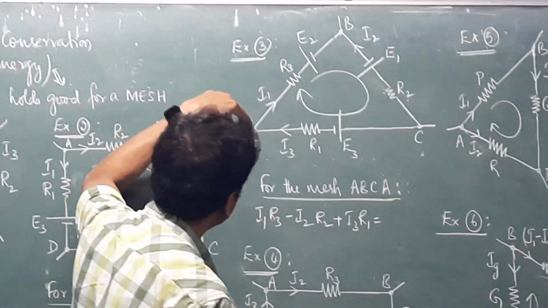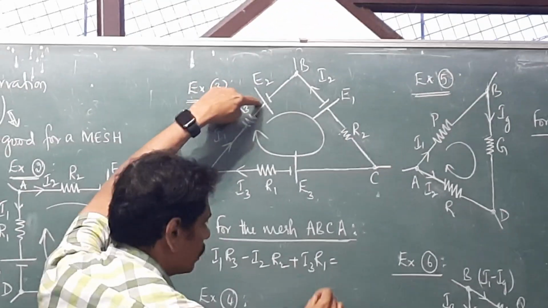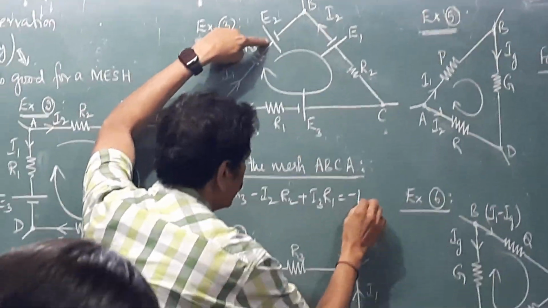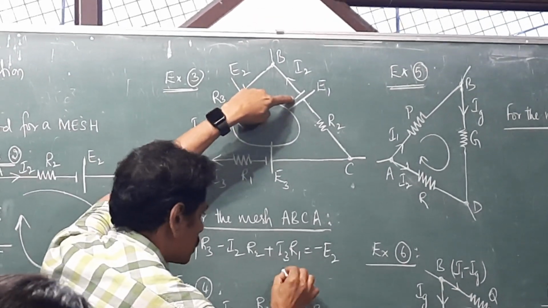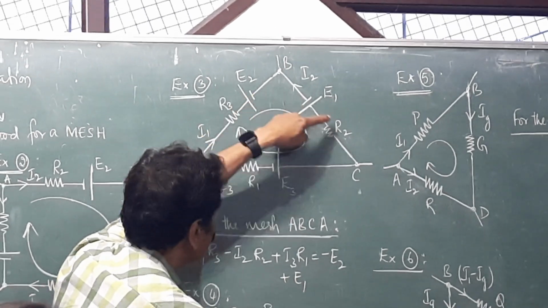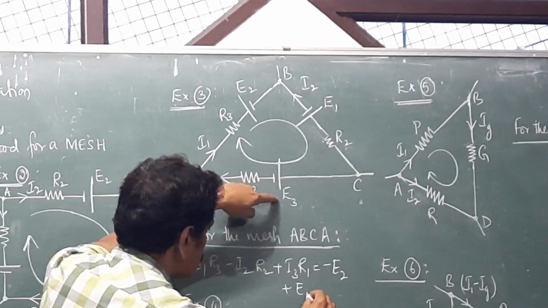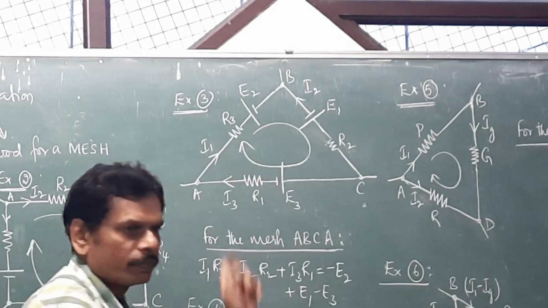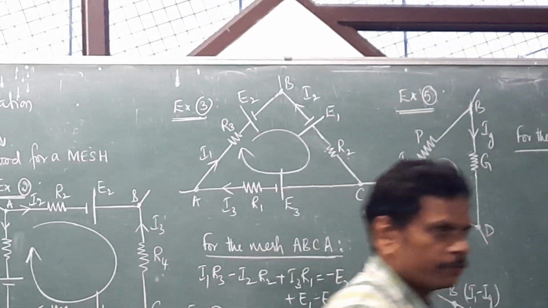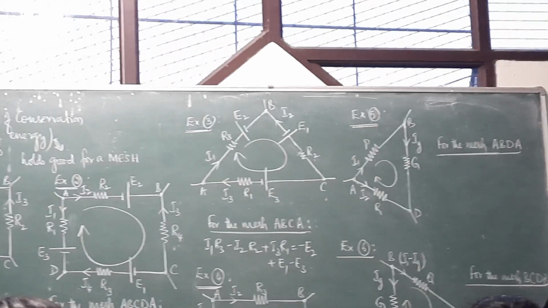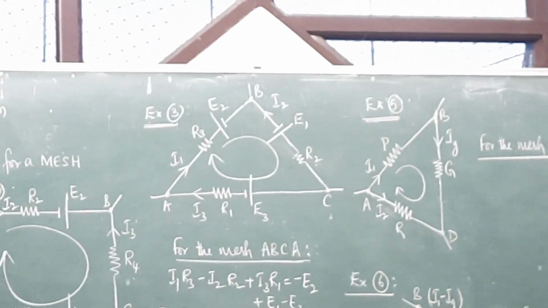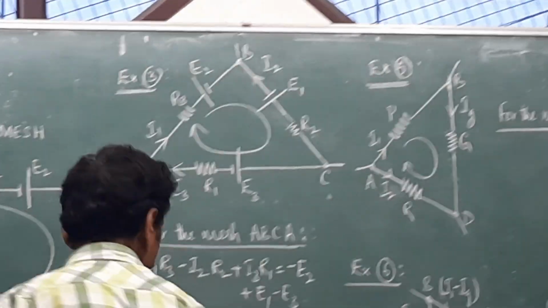I will start from here again. Positive terminal I am touching here. Therefore it is the minus E2, and here it is the plus E1, and here it is the minus E2. Are you following this? First idea. Is it clear? Next concept. What is the next idea here? The next idea for this example number 4.